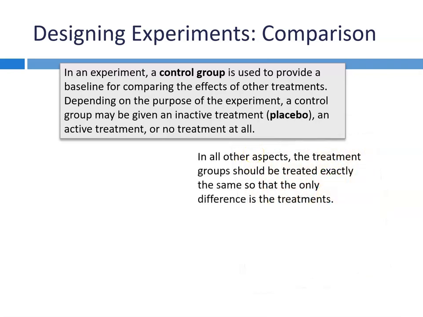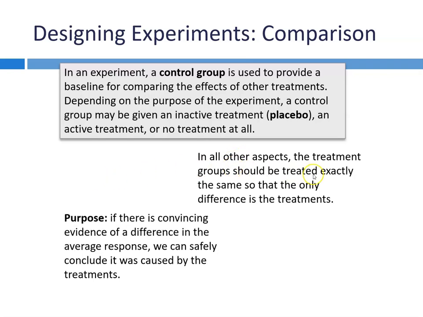In all other aspects, the treatment group should still be treated exactly the same, so that the only difference is the treatments. Why do we need this control group? Well, if there's going to be convincing evidence of a difference in the average responses, then we're going to be able to safely conclude that it was caused by the treatments and not something else.